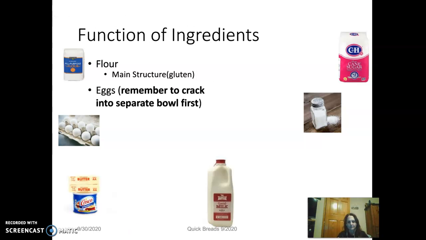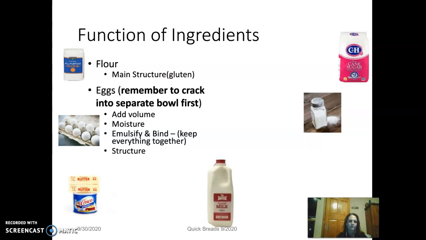Eggs are the next one. Eggs provide a binding agent, and they also help to add volume to make things puffy. Remember when you're using eggs to always crack an egg into a separate bowl first. Eggs also add moisture, and again, they help to keep everything together and provide some structure. When we look at things like a popover, the egg is what provides a lot of the structure as well.